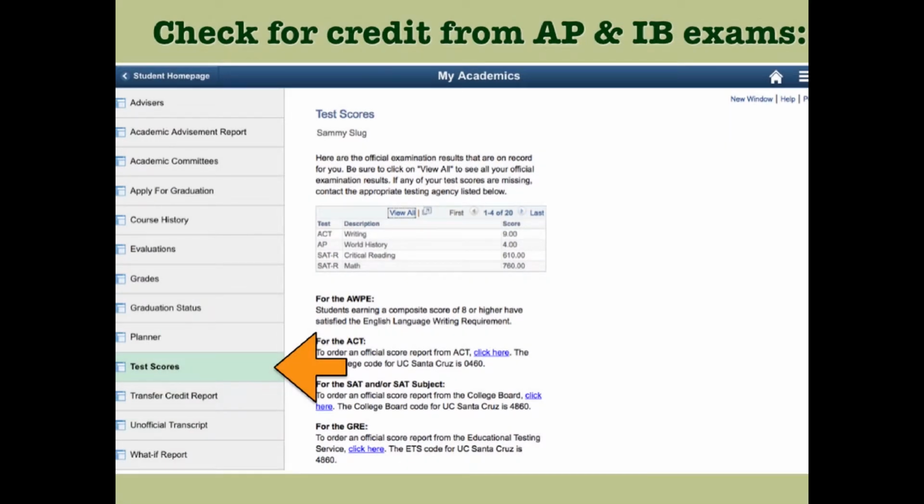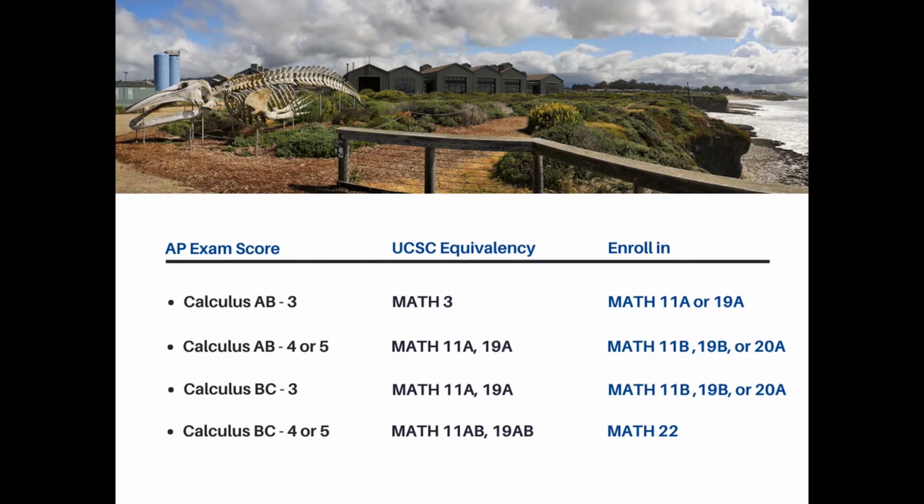If you have not submitted your AP scores to the admissions office yet, please make sure to do this as soon as possible. Once your scores are available, we can see which math course you should enroll in. AP scores of 3 and above are accepted for math placement at UCSC. The chart you see here is also located on our website.